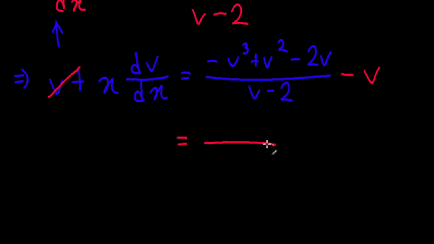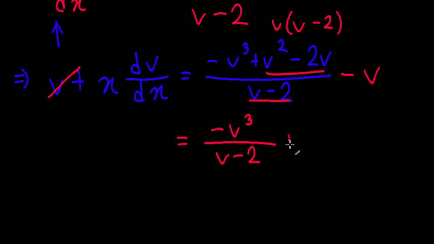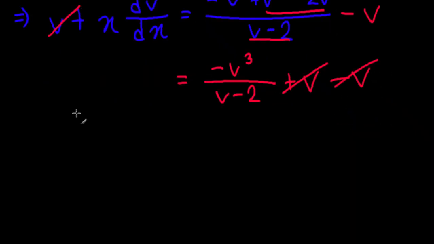So what you'd have is negative v cubed over v minus 2. If you divide this by this, what you would basically have is a v, because this thing is v multiplied by v minus 2. So if you divide this, you're basically going to have plus v, then a minus v, and it's very obvious these two cancel. Okay, so now I think it's pretty simple.